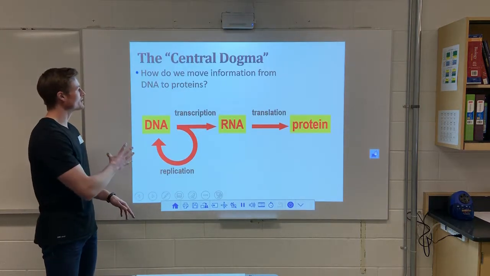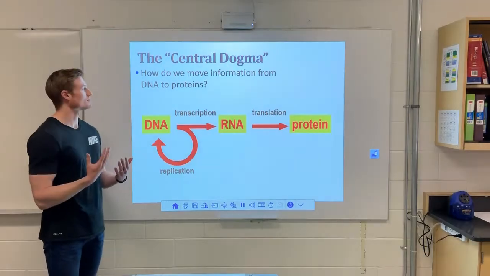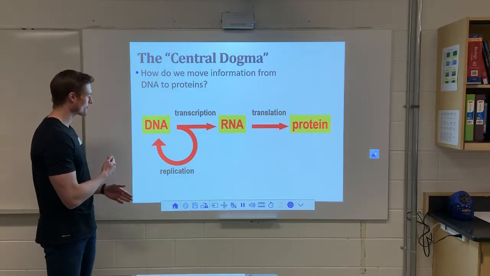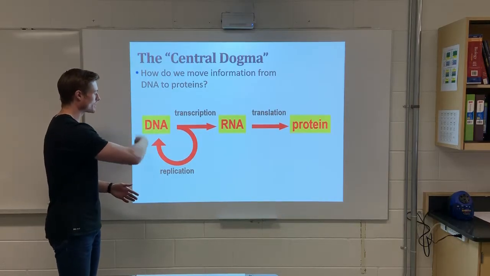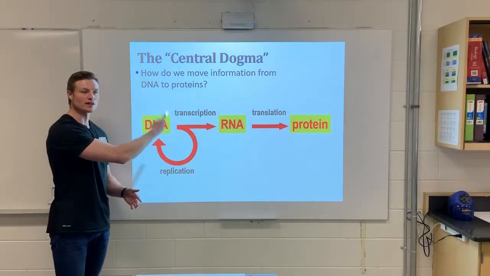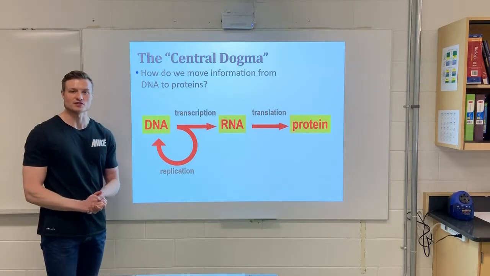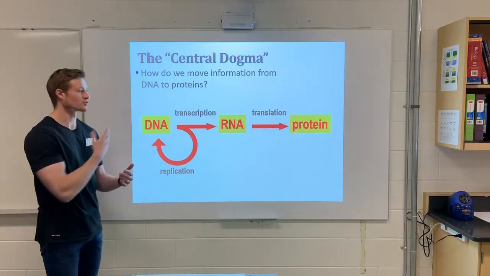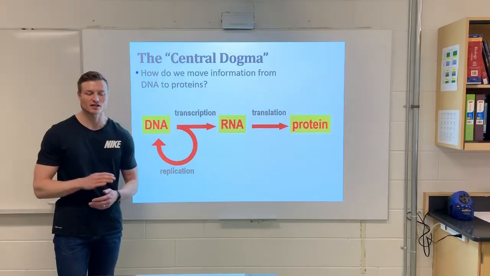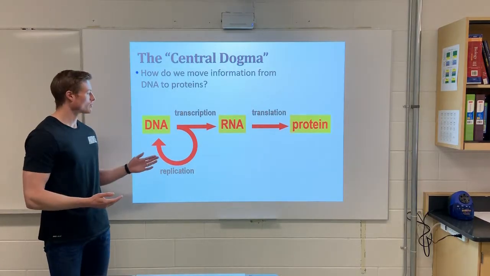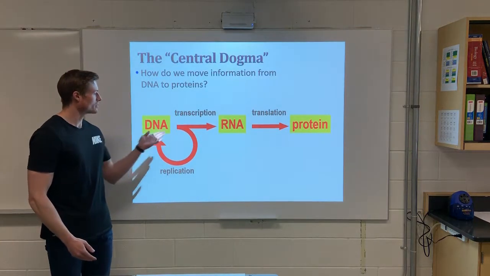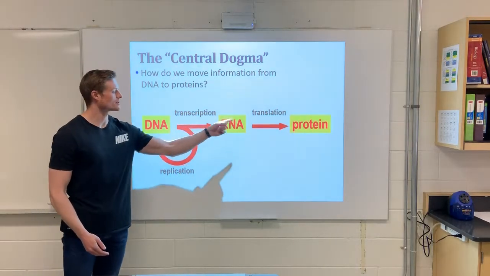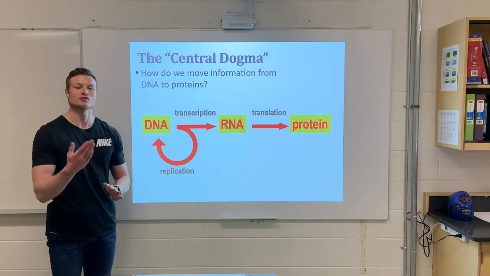So this is kind of the central dogma when it comes to how we move information. How do we go from DNA to proteins? Well, DNA, as we know, will be able to replicate itself over and over again within a cell during the S phase of interphase. That's just a straight replication. Nothing is actually being produced in terms of proteins. You're just making copies. What we want to talk about today is how we go from DNA to RNA, which is the process of transcription, and then how we go from RNA to a protein, which is the process of translation.